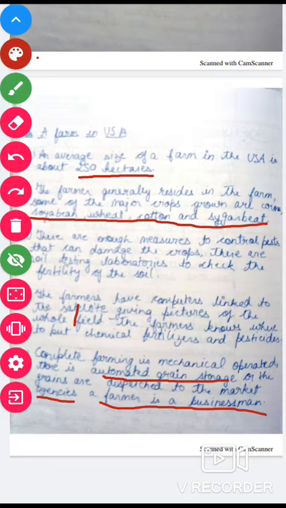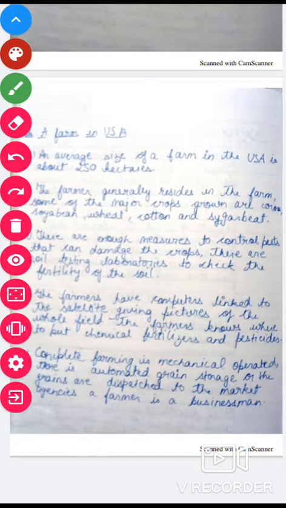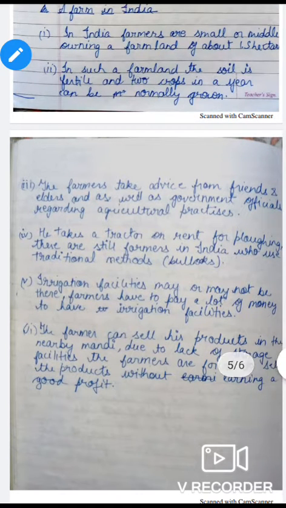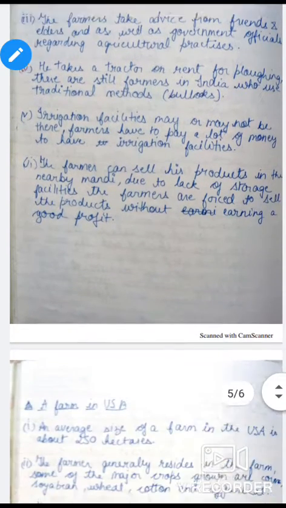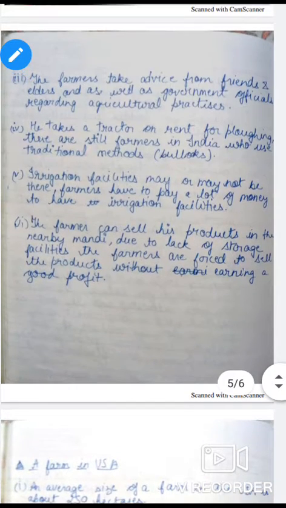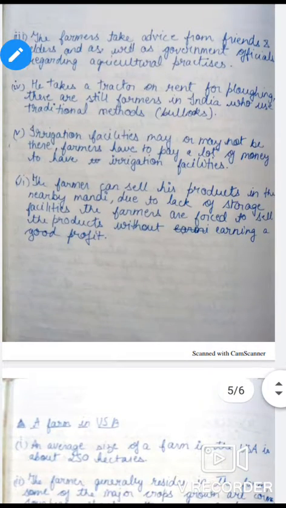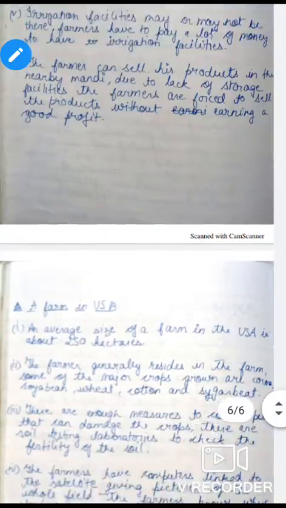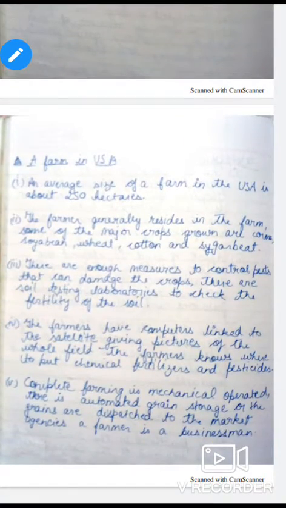So what are the differences between them? Let's briefly go through them. In India, the land is 1.5 hectares, and in USA it's 250 hectares, because in India the population is dense and everyone does farming, as I learned in the previous chapter, and in USA not everyone does farming. Point 2 is that the Indian farmer takes advice from friends and elders and some government officials regarding agricultural practices, whereas in USA he has laboratories and computers linked to satellites to even get a picture of the whole field.